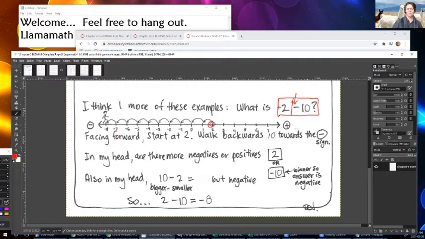I'm going to say, okay, which has more? Which are there more of? More negatives or more positives? Well, there's way more negatives. There's 10 negatives versus 2 positives. So the winner is going to be negative. So the answer is going to be negative.